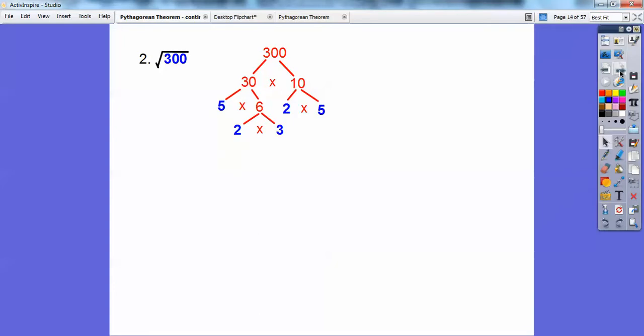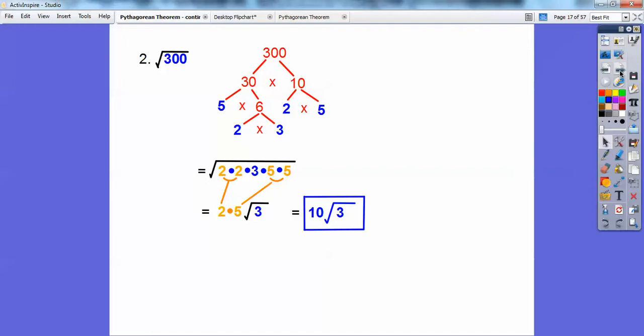If I put all those inside the radical, two 2's come out and two 5's come out, and then you multiply 5 times 2 or 2 times 5 and you get 10 root 3.